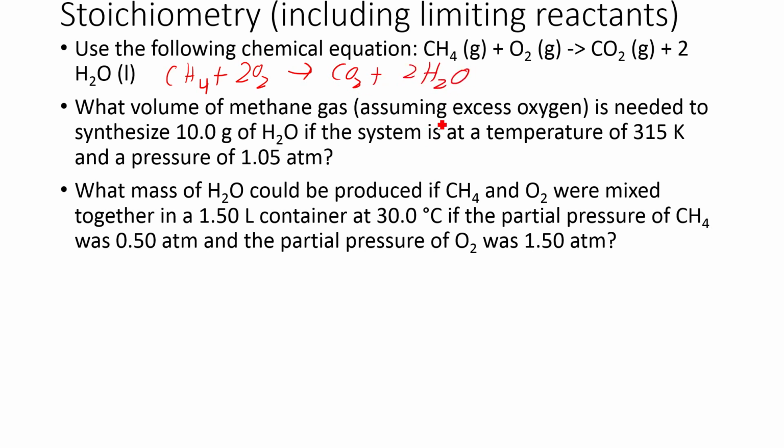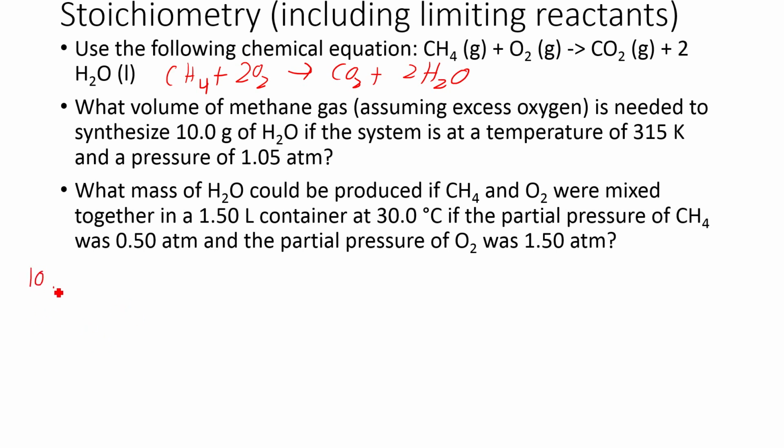So that wasn't quite balanced yet, right? Because we've got to take into account the fact that there are now 4 oxygens on the right, 4 on the left. There's 4 hydrogens on the left, 4 on the right. There's 1 carbon on each side. So now we're good. So the first question was, what volume of methane gas, assuming excess oxygen, is needed to synthesize 10 grams of water if the system is at a temperature of 315 Kelvin and a pressure of 1.05 atmospheres? So we're going to start with our starting information.